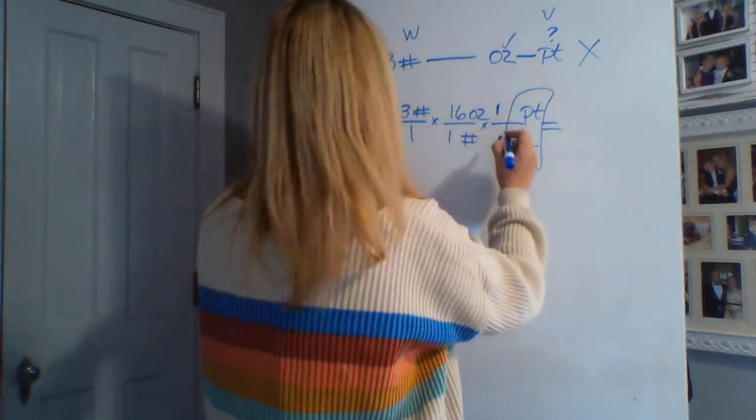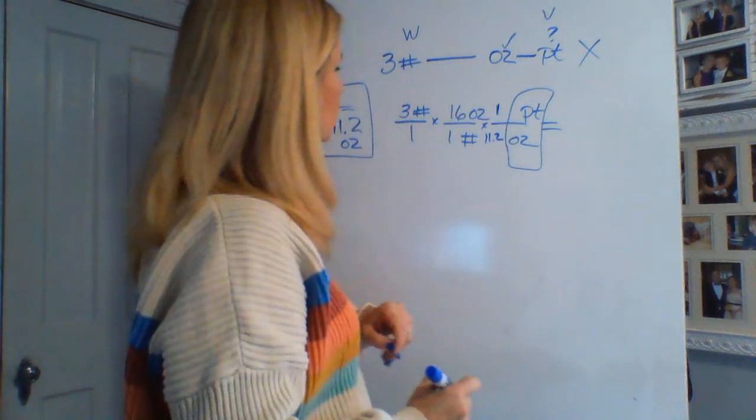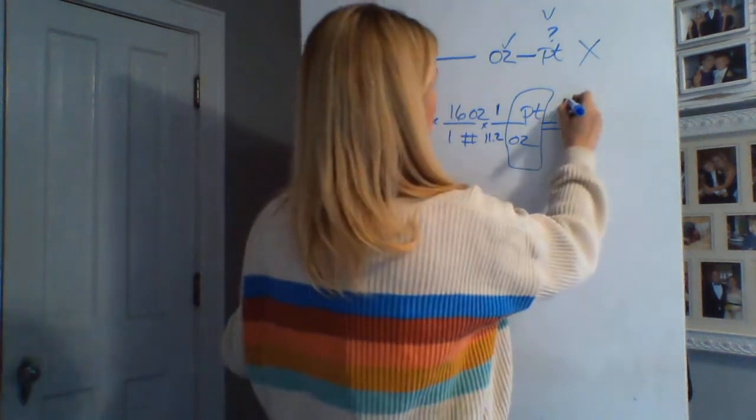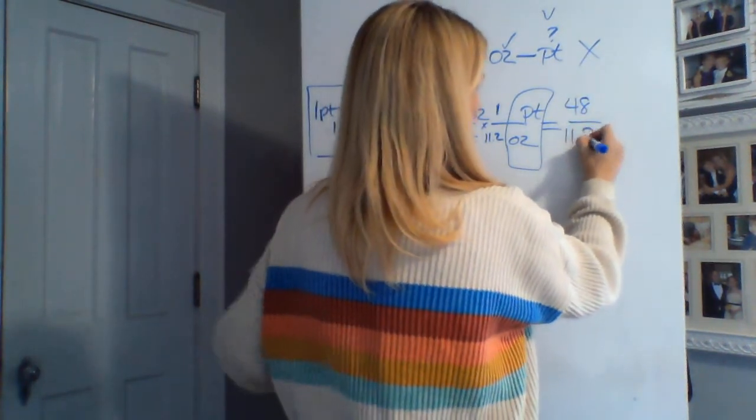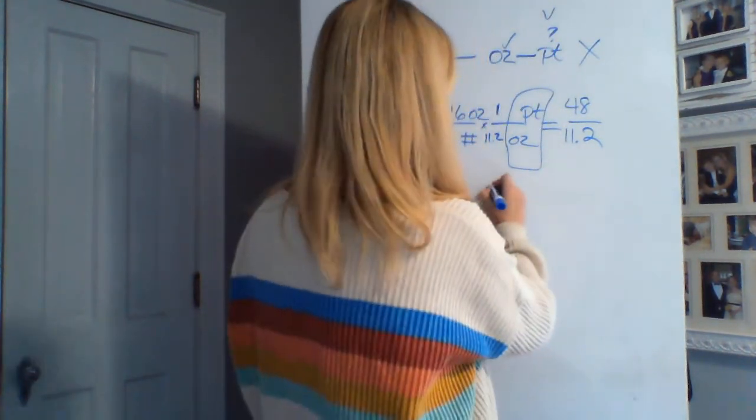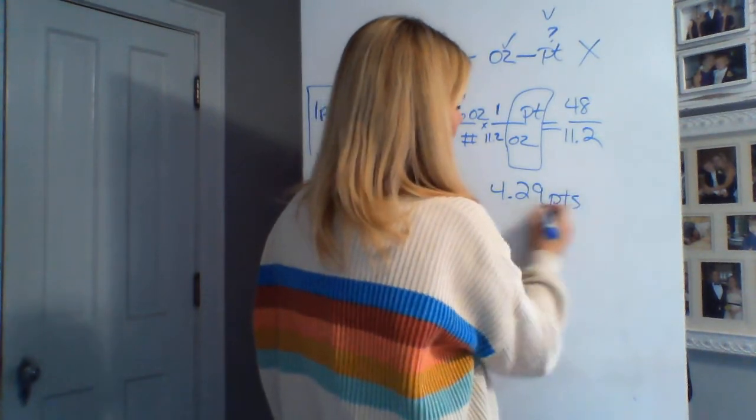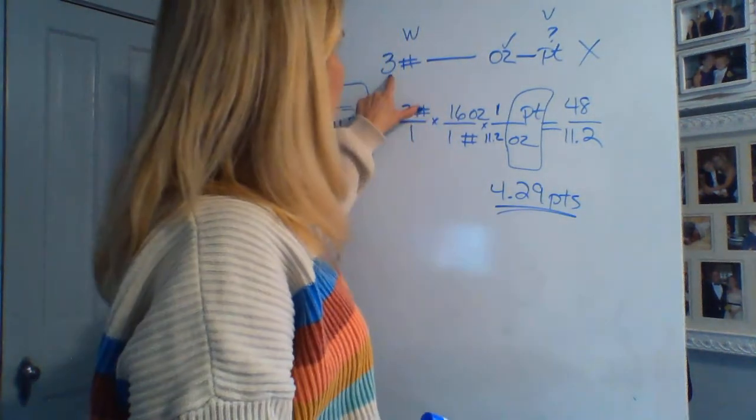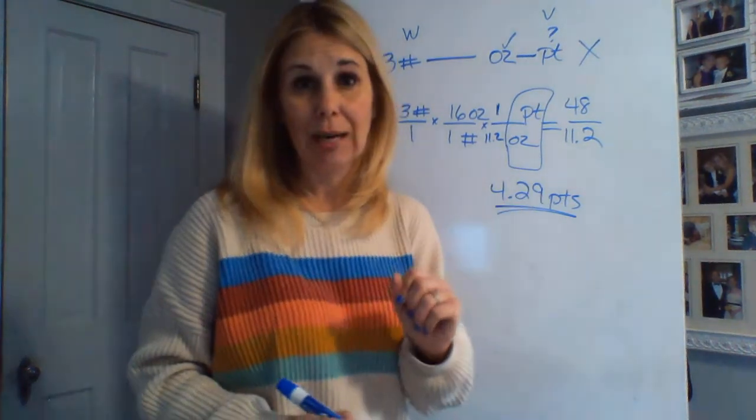So we found out that 1 pint weighs 11.2 ounces. So if we multiply across the top, we get 48. And if we multiply across the bottom, we get 11.2. And then if we divide that, we get 4.29 pints. And that is our answer. 3 pounds of grape tomatoes would require us to buy 4.29 pints.